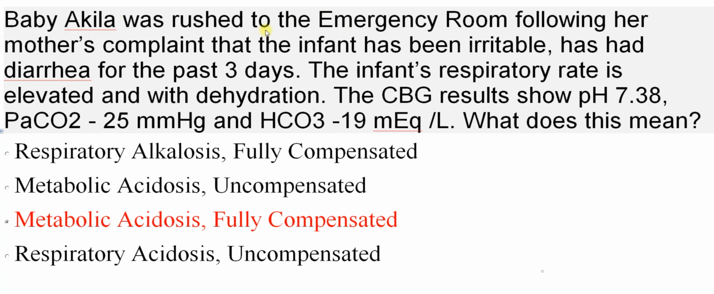Baby Aguila was rushed to the emergency room following her mother's complaint that the infant has been irritable and has had diarrhea for the past 3 days. The infant's respiratory rate is elevated and she is dehydrated. The CBG result shows pH 7.38, PaCO2 25 mmHg and HCO3 90 mEq per L. What does this mean? Answer is metabolic acidosis fully compensated.